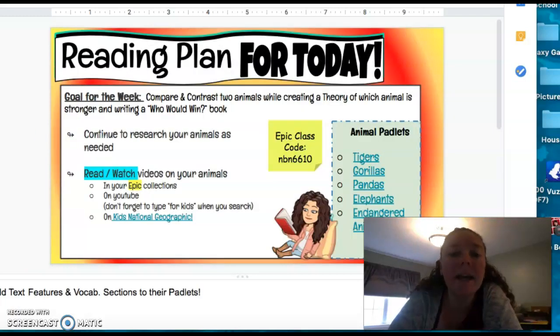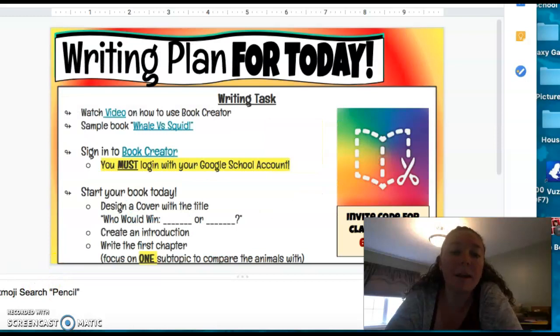For reading today, it just says continue to research your animals as needed. You can continue to use the books on Epic, the videos on Epic, National Kids Geographic, YouTube your own materials, Google your own materials, use your Padlets, anything you like. And you're going to be writing your chapter today.